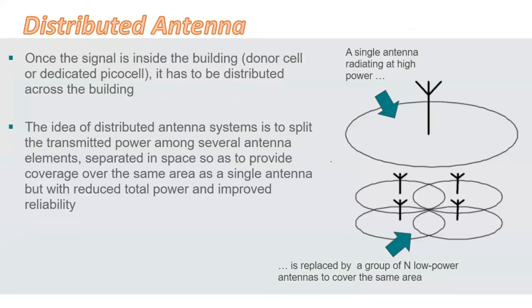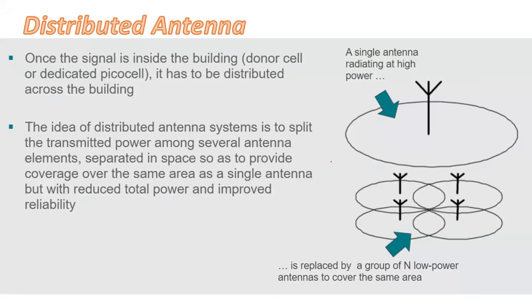Okay. So this is the basic concept of DAS. Once a radio signal is inside the building, coming from a donor outdoor cell or through a dedicated pico cell, it must be distributed across the building. So a DAS splits the transmitted power among several antenna elements installed in the distributed environment, separated in space, to provide coverage over the same area as a single antenna, but with a reduced total power and improved reliability.